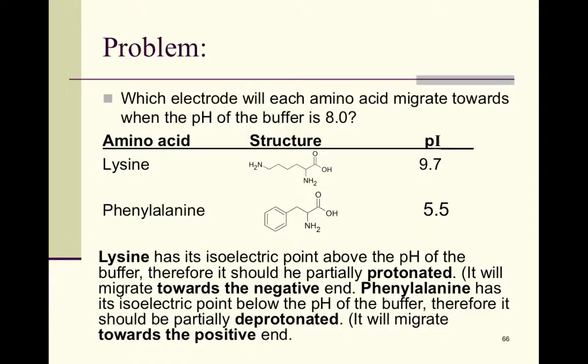Lysine has an isoelectric point above the pH of the buffer, so it'll be protonated, and it'll migrate towards the negative end. Phenylalanine has its isoelectric point below the pH of the buffer, and it'll be partially deprotonated and migrate towards the positive end.